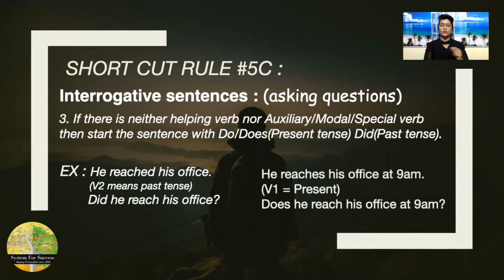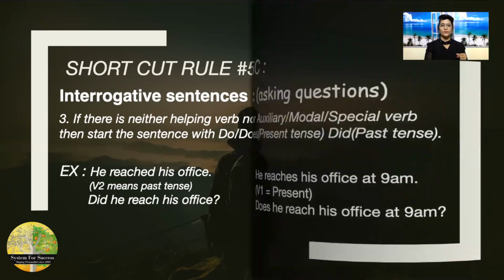He reaches his office at 9. Now, once again, looking at the verb, you make sense that this is present tense, and that's the reason you have used does. So does he reach his office at 9?